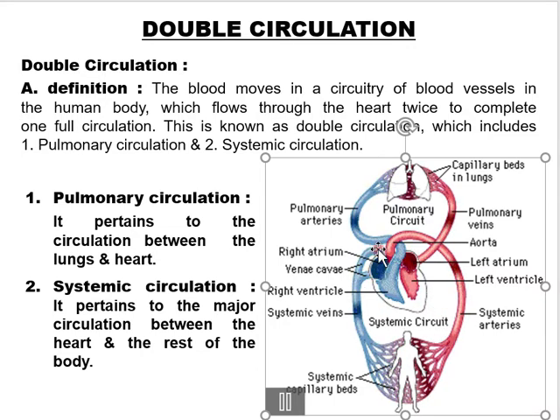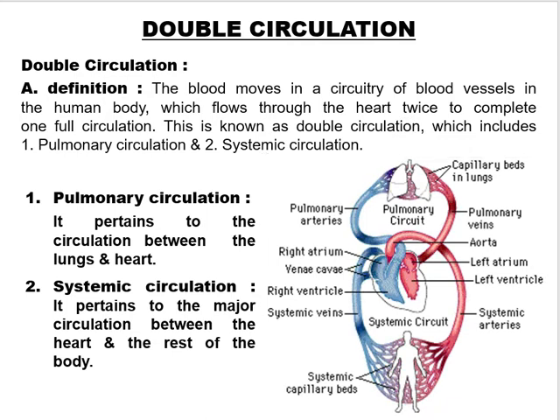So this completes the second circuit, which is known as systemic circulation, and thus this explains double circulation. Now, after that, let's see how the contraction and relaxation of these chambers of the heart occur.